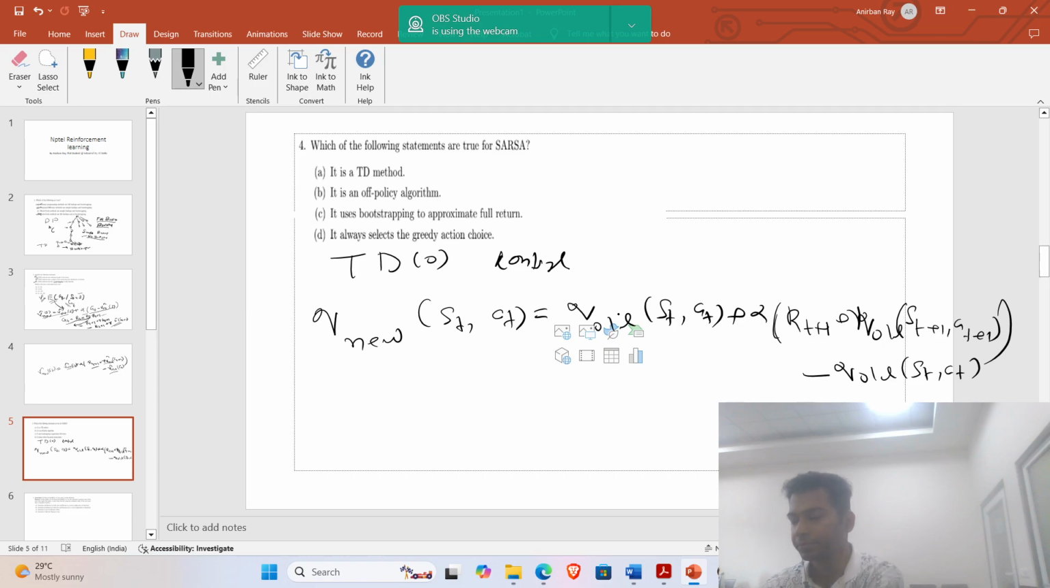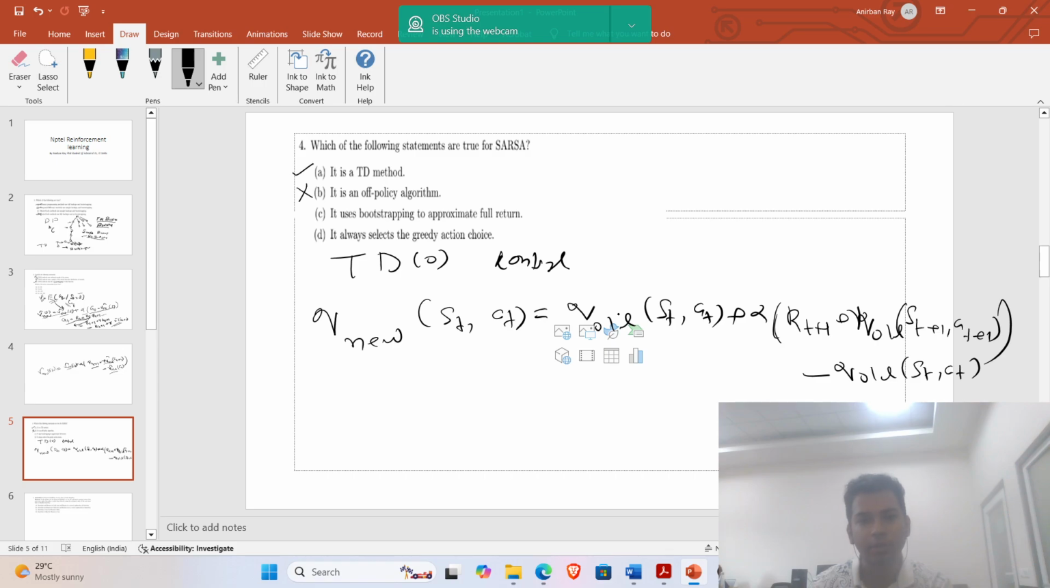Then this algorithm is called the SARSA algorithm. If you don't take a new A_t here, then it is an on policy algorithm, and if you take any A_t for this algorithm, then it is an off policy algorithm. But in SARSA you're not taking a new A_t, new meaning a new action, so it is an on policy algorithm. So this one is wrong, and it is a TD method, that is correct.